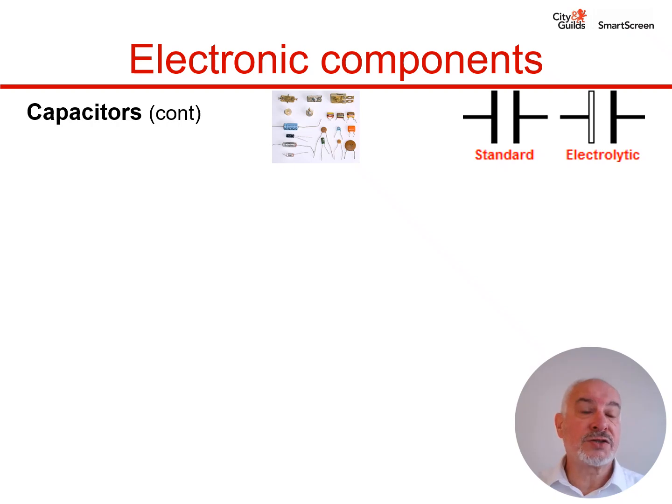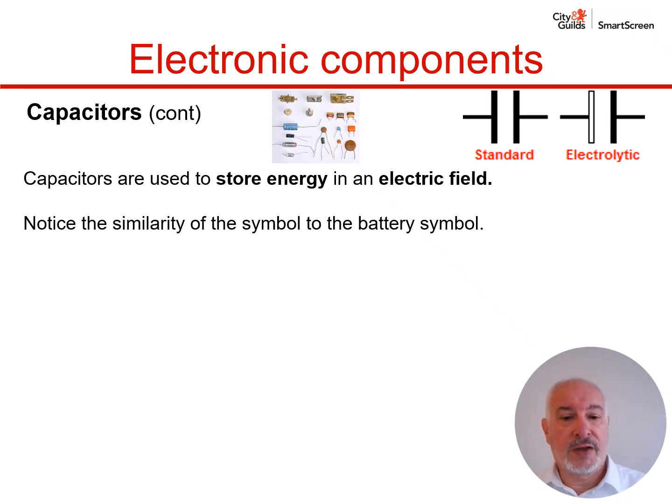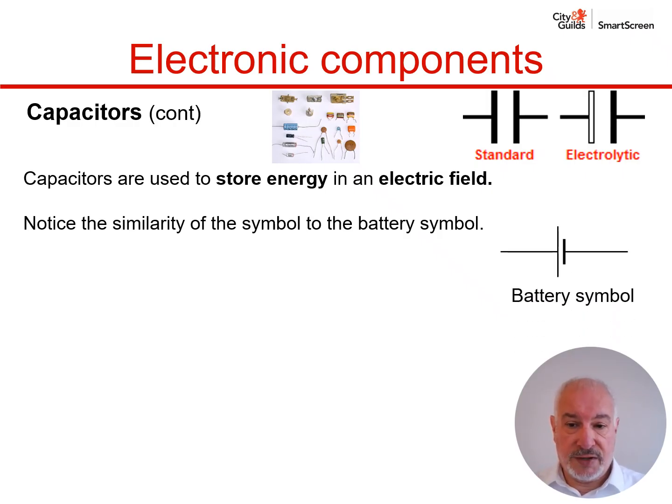So capacitors store an electric charge, and that means they're storing energy, and they store that energy in an electric field. Now notice the similarity of the symbol that we use for batteries. We've learnt in a previous video that the symbol for a battery is a long line, and then parallel to that a short line. The long line represents the positive terminal, the short line represents the negative terminal of the battery.